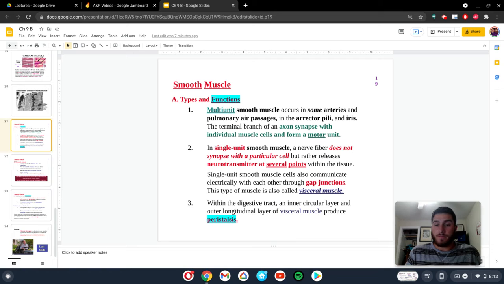and form a motor unit there. In the single unit smooth muscle, a nerve fiber does not synapse with a particular cell, but rather just releases the neurotransmitters at several points throughout the tissue. What this is going to do is create an electrical communication. It's going to communicate electrically with multiple cells at one time and also through gap junctions so that these cells can interact and communicate with each other one at a time.